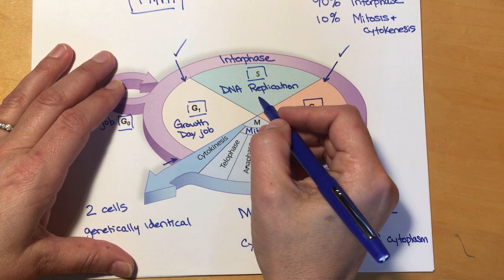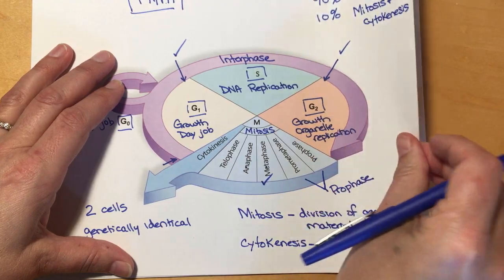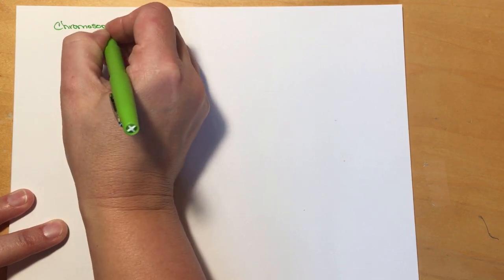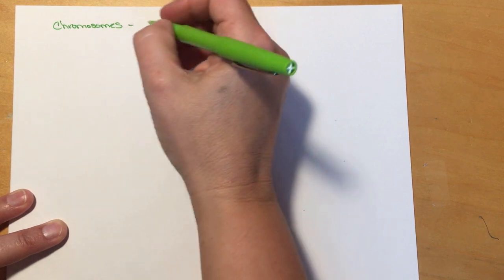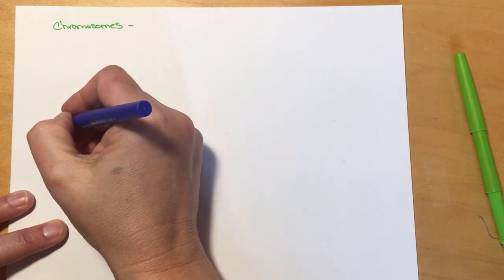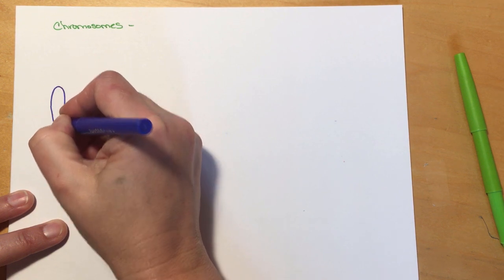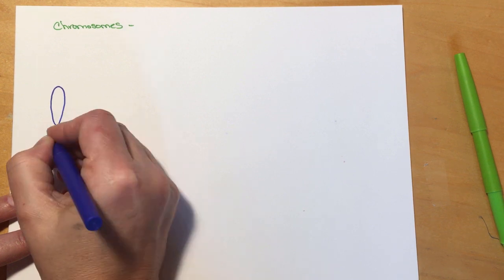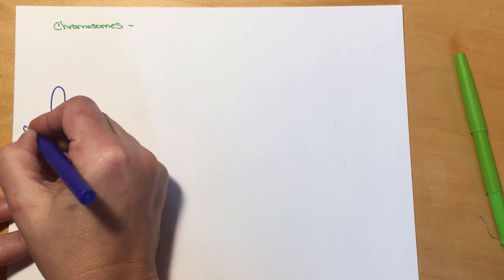For right now, though, I want to talk about DNA replication. We're going to be talking about exactly how DNA replicates in another chapter, but for today, I just wanted to give you a little bit of update. So DNA is separated into structures called chromosomes, and a chromosome looks something like this. It has a little structure in the middle called a centromere.